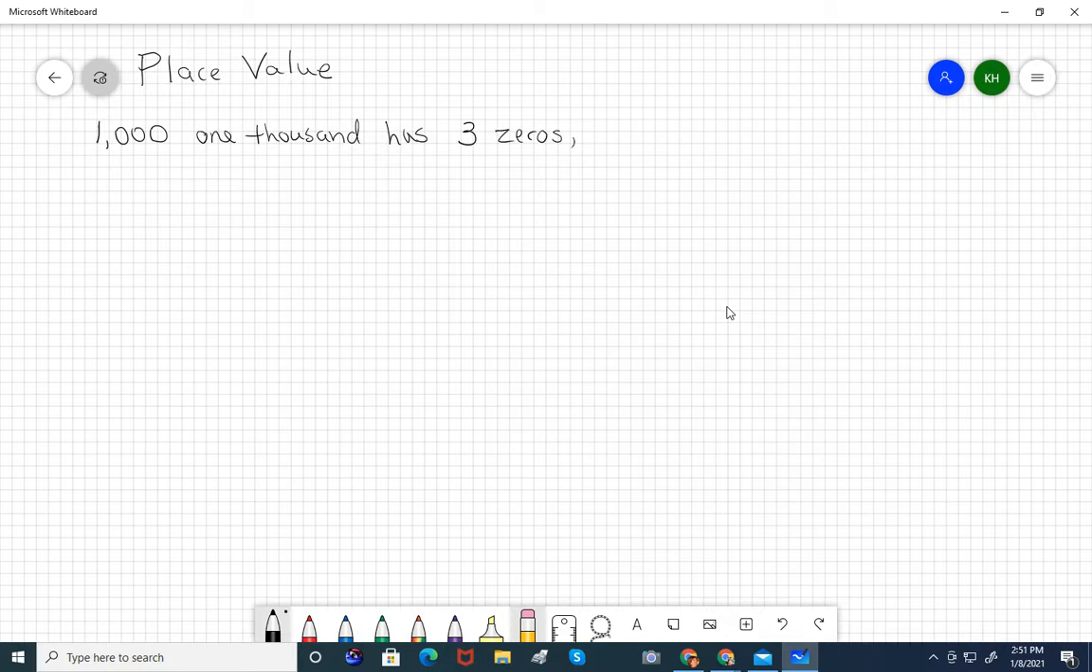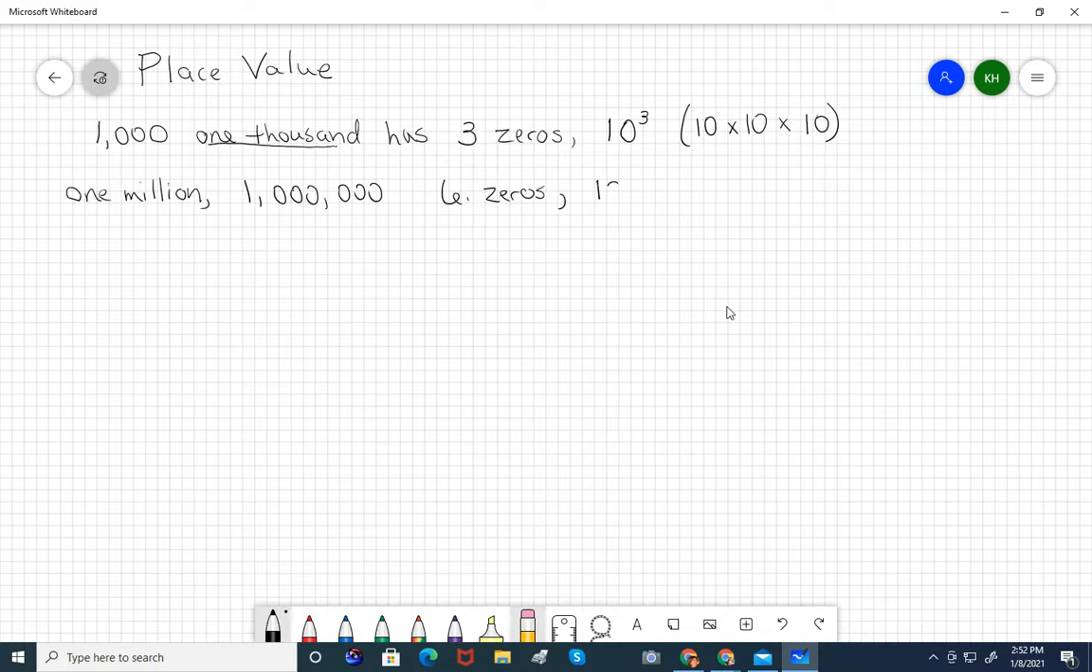And if we wrote it in terms of powers of 10, it's 10 to the third, which simply means 10 times 10 times 10. Okay, that's 1,000. We're probably all comfortable with that. 1 million is written with 6 zeros, or 10 to the 6. If you wrote it out, it would be 10 times 10 times 10 times 10 times 10 times 10. If you multiply 10 by itself 6 times, you get 1 million.